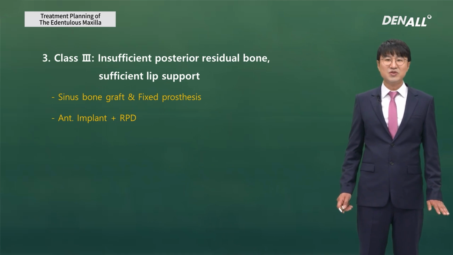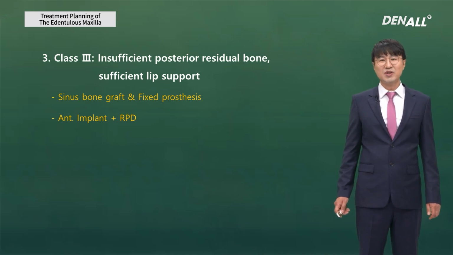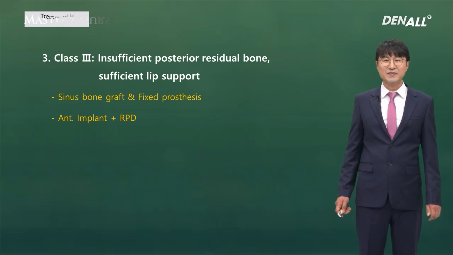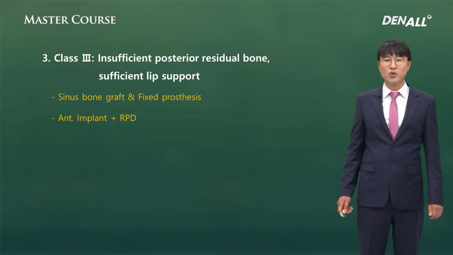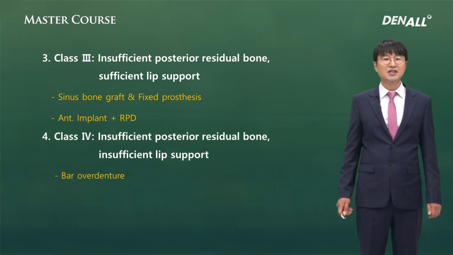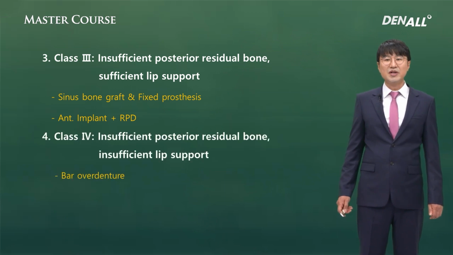It's important. In class 3, with insufficient bone and sufficient lip support, you can do bone grafting, or anterior implants and an RPD. With sufficient bone but insufficient lip support, a bar overdenture is something you can consider.